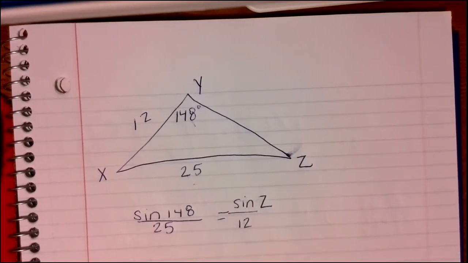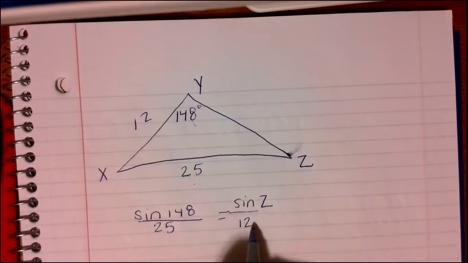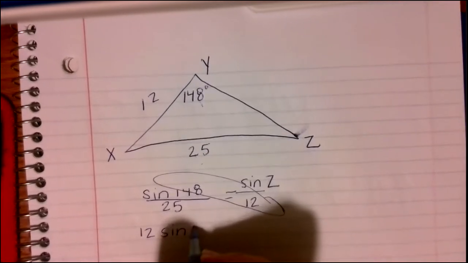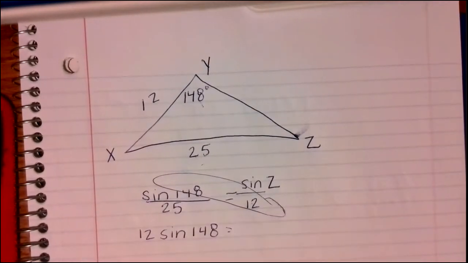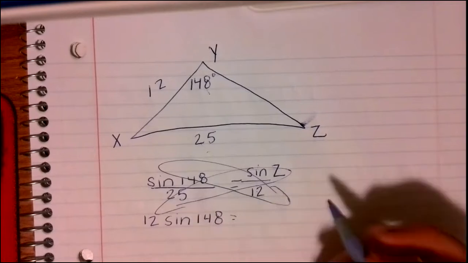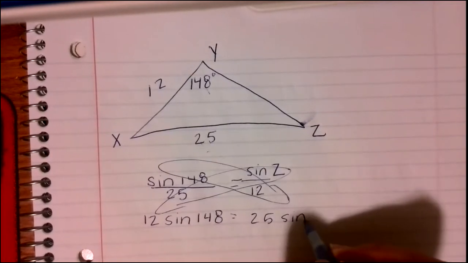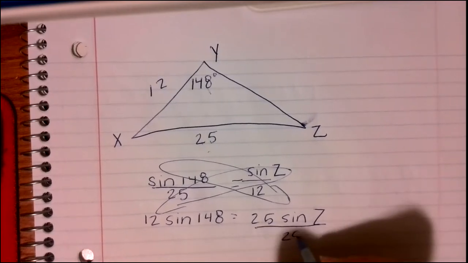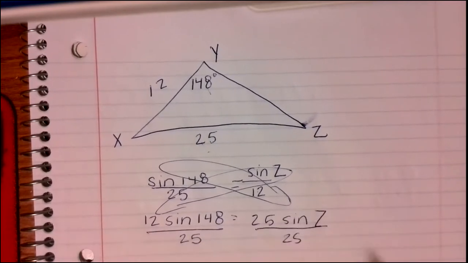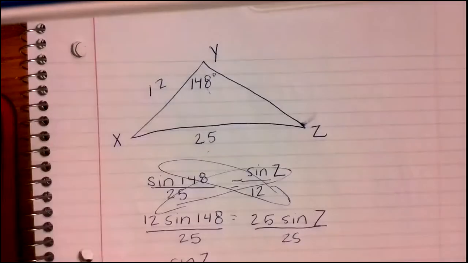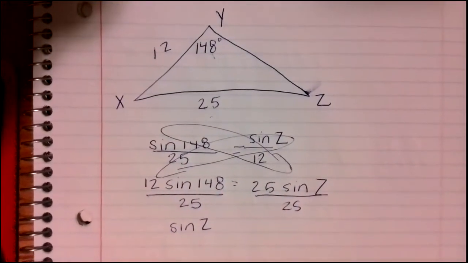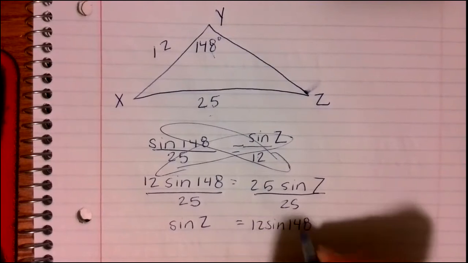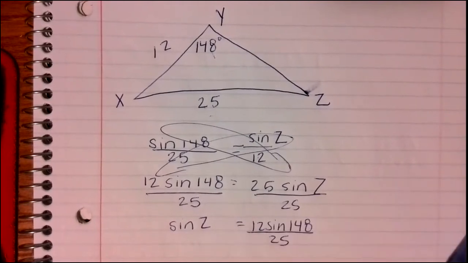Remember, with law of sines, we're just going to cross multiply. So 12 times sine of 148 is equal to 25 times sine of Z, and divide by 25. So sine of Z is going to equal whatever that decimal is. Right now I'm just going to leave it as this, and I can go to my calculator and type that in.